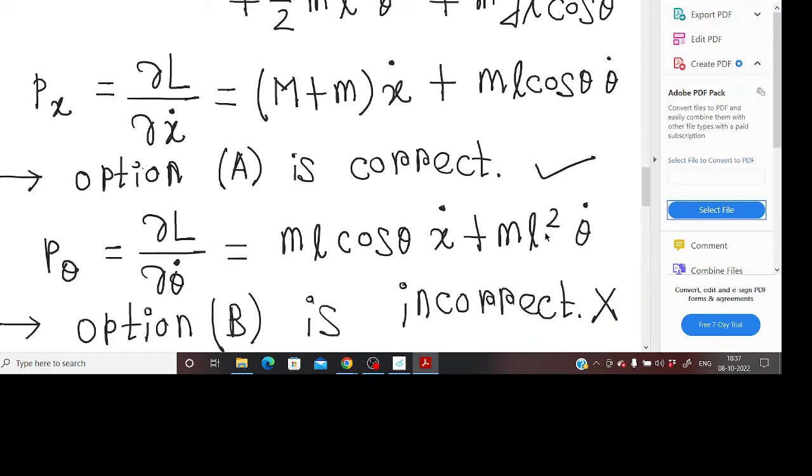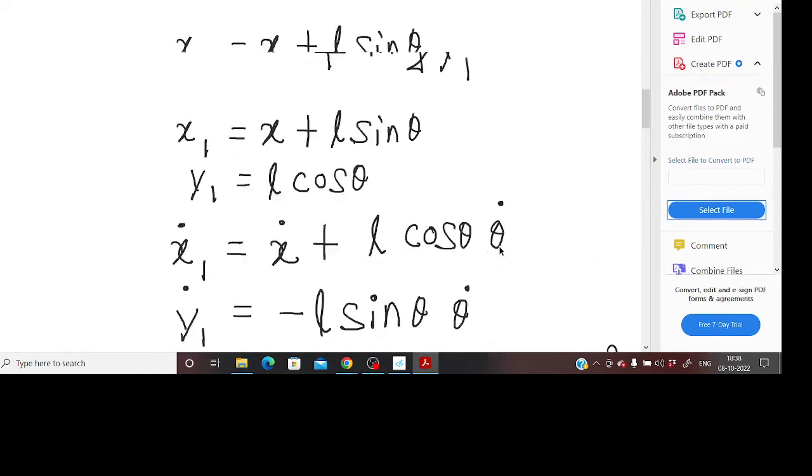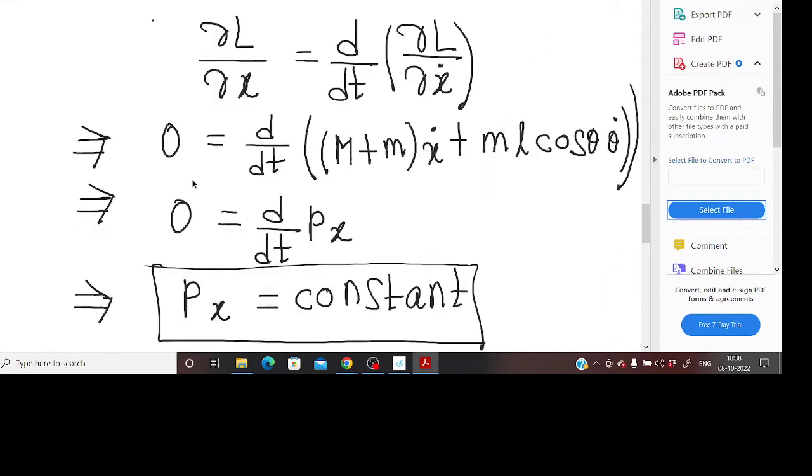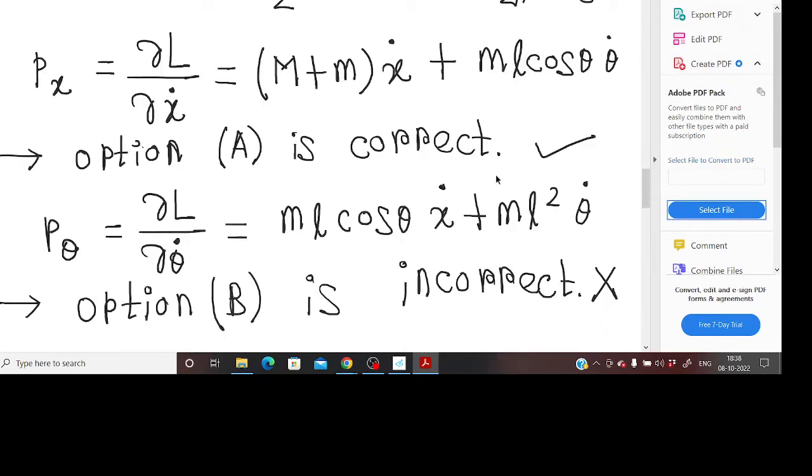Similarly, you can find out the generalized momentum in theta, which is equal to p theta. p theta is again del L del theta dot. From the expression of the Lagrangian, you can simply find out the value of p theta, the generalized momentum corresponding to theta. But in option B, it is given that there is a minus sign here. But we have found there is a plus sign, so this is incorrect.